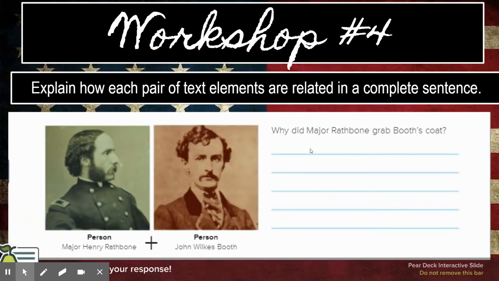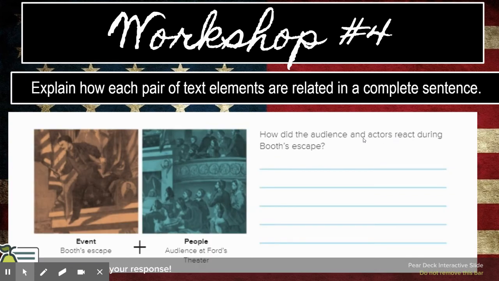You'll type it in. Why did Major Rathbone grab Booth's coat? That seems like a small little detail, but it is important to the story and how these two fit together. And then how did the audience and actors react during Booth's escape? So knowing about the audience, knowing how he escaped, that's important to the story because if you were in the audience, what would you have done? Making connections there.